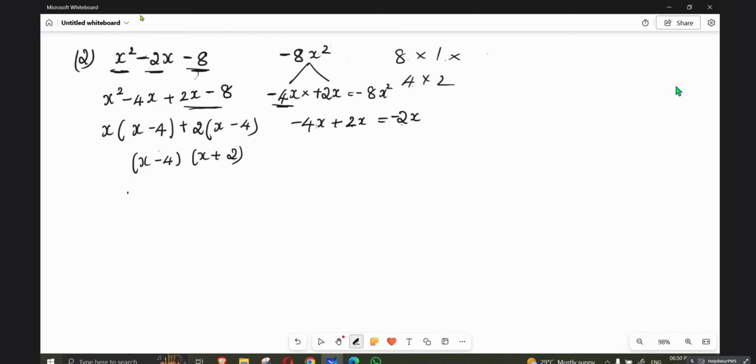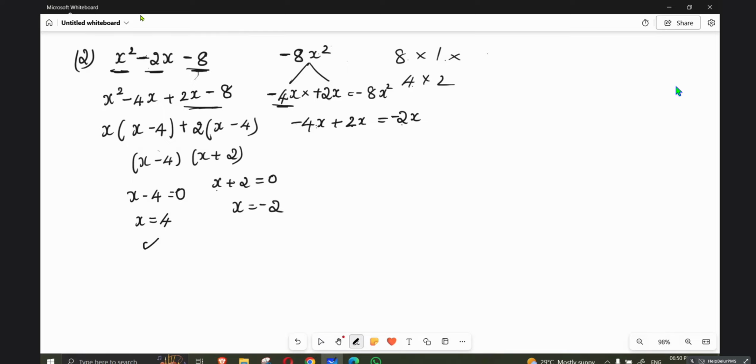Now equate it to 0. X minus 4 is equal to 0, so you will get x is equal to 4. Minus 4, when it goes to the other side, becomes plus 4. At the start we do it slowly, so that whatever the simplification methods, you will be able to understand. After going on, you can do it a little bit faster. Now x plus 2 is equal to 0, so you will get x is equal to minus 2.